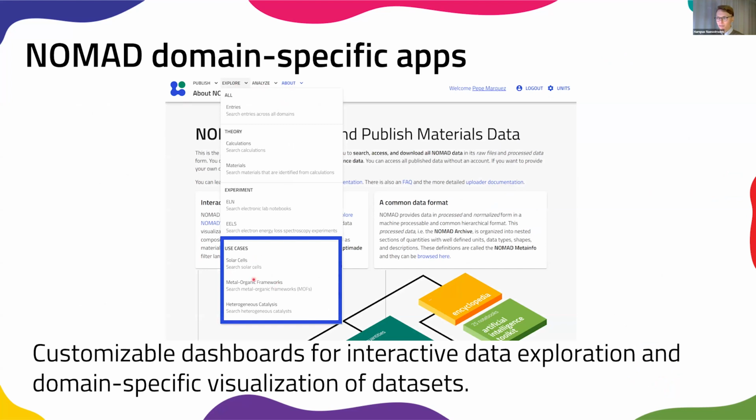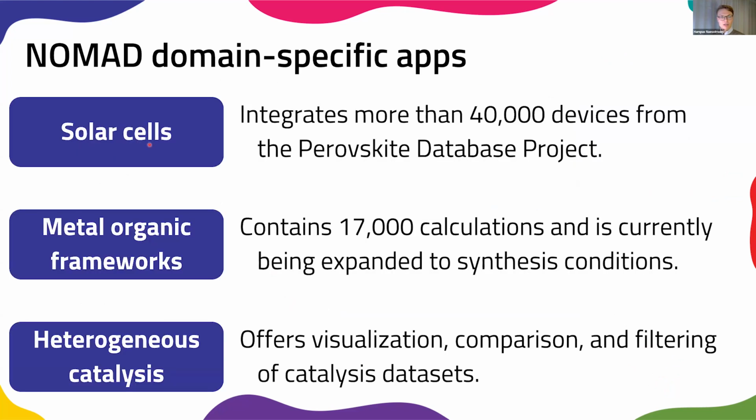I don't know how big this is if people see, but we basically have the solar cells use case. We have one for metal organic frameworks, and we have one for heterogeneous catalysis. And these you can just explore on the NOMAD Lab webpage. We have the solar cells, for example, where we have integrated more than 40,000 devices from a project called the Perovskite Database Project, so that we can explore those in NOMAD.